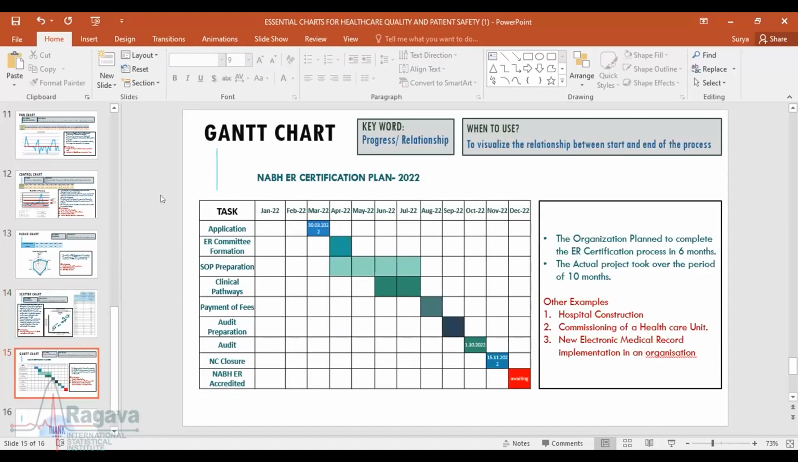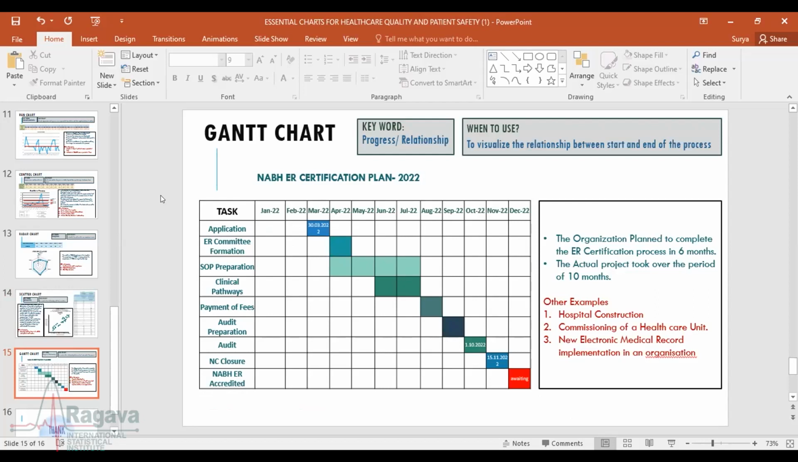And the next is the Gantt chart. Gantt chart is about the process, how the process is getting started for one project, how it is getting ended. So this organization is planning for the NABH ER certification, and they planned to finish the entire process within a period of 6 months. But the actual process took around 10 months. So that 10-month period is what really happened, and that is what has been displayed in the Gantt chart.